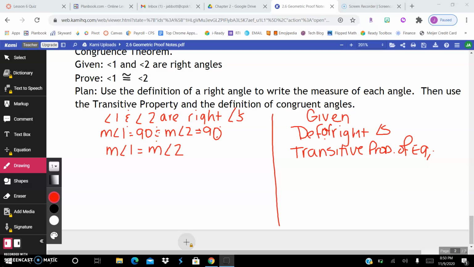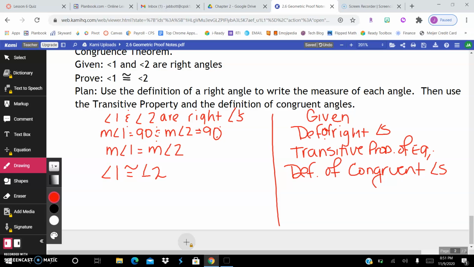Finally, if the measure of angle 1 is equal to the measure of angle 2, then angle 1 must be congruent to angle 2. And that would be because of the definition of congruent angles.